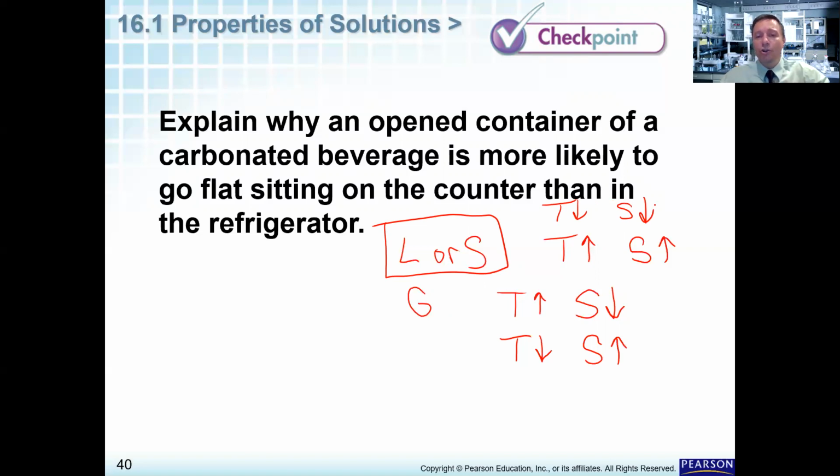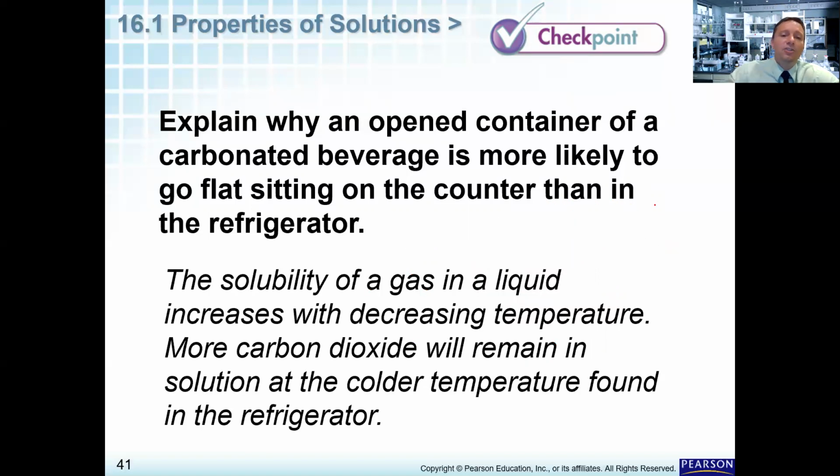So please write this in your notes. This is really important. So thinking about this, which is more likely to go flat? Something on the counter or the refrigerator? Well, the counter is warmer, so the solubility is less. So that's the one you should have chosen. The solubility of a gas in a liquid increases as the temperature decreases. So more carbon dioxide will remain in the solution in the colder refrigerator than it would on the counter. So the one on the counter would go flat fastest.